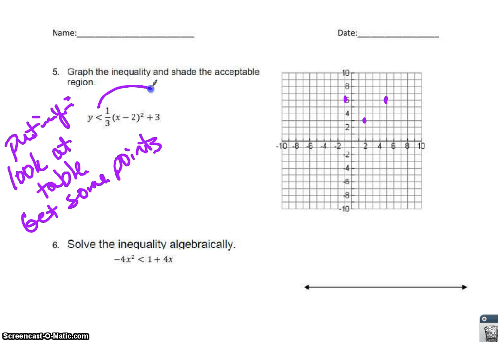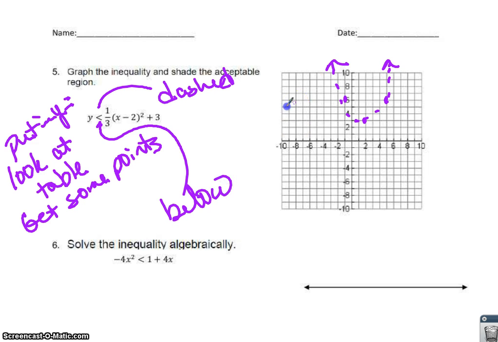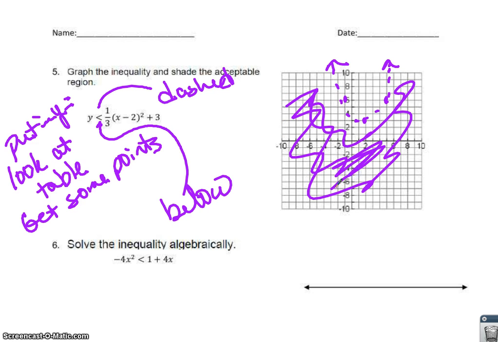I looked at this and I saw that it was going to be a dashed line. It's dashed because it's not equal to. So draw your dashed line or curve, parabola, whatever you want to say. And then you're going to shade. And our shading rule says that since it is pointing to the y, you're going to shade below. So that means it's down here. It's below your parabola.